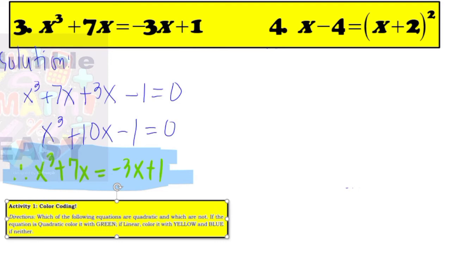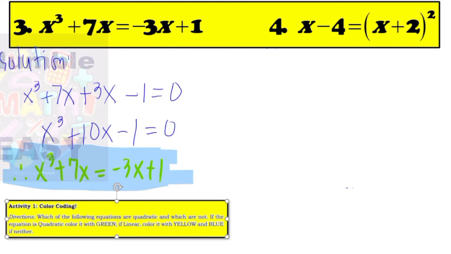We now have the given x cubed plus 7x is equal to negative 3x plus 1, which is neither linear nor quadratic, so we could not shade that one as blue. Okay, so that is blue right now. Then let's proceed to example number 4.